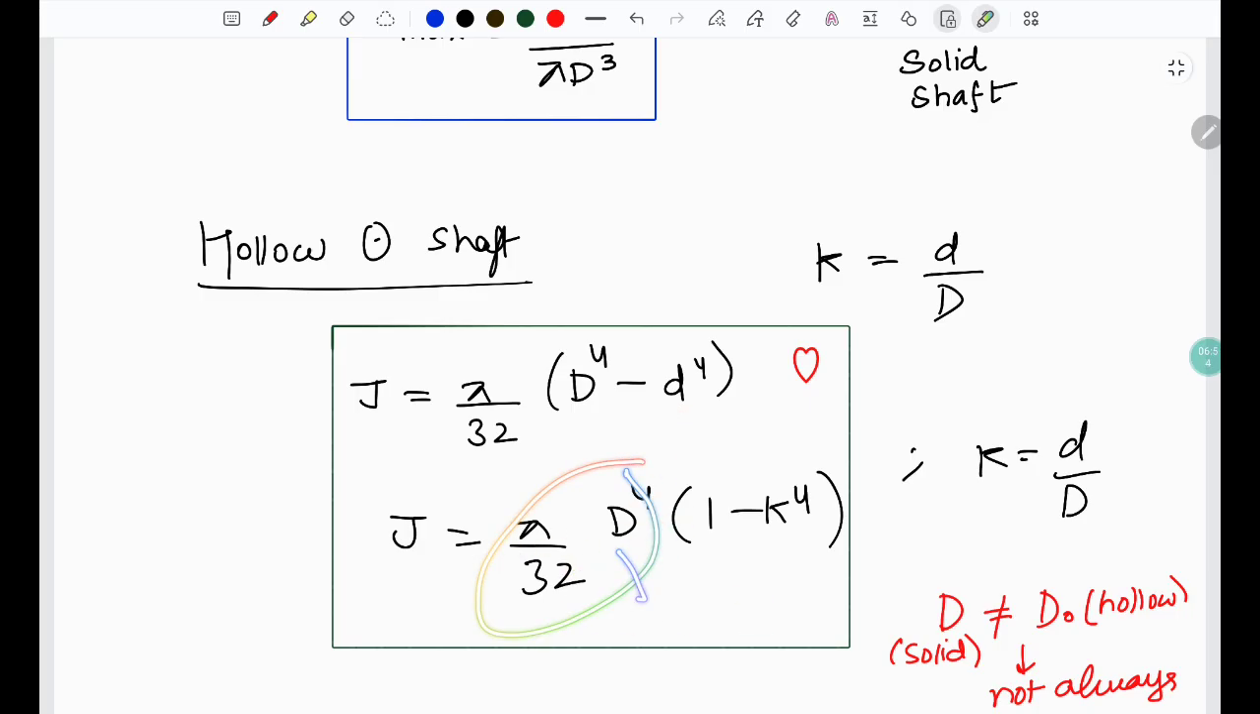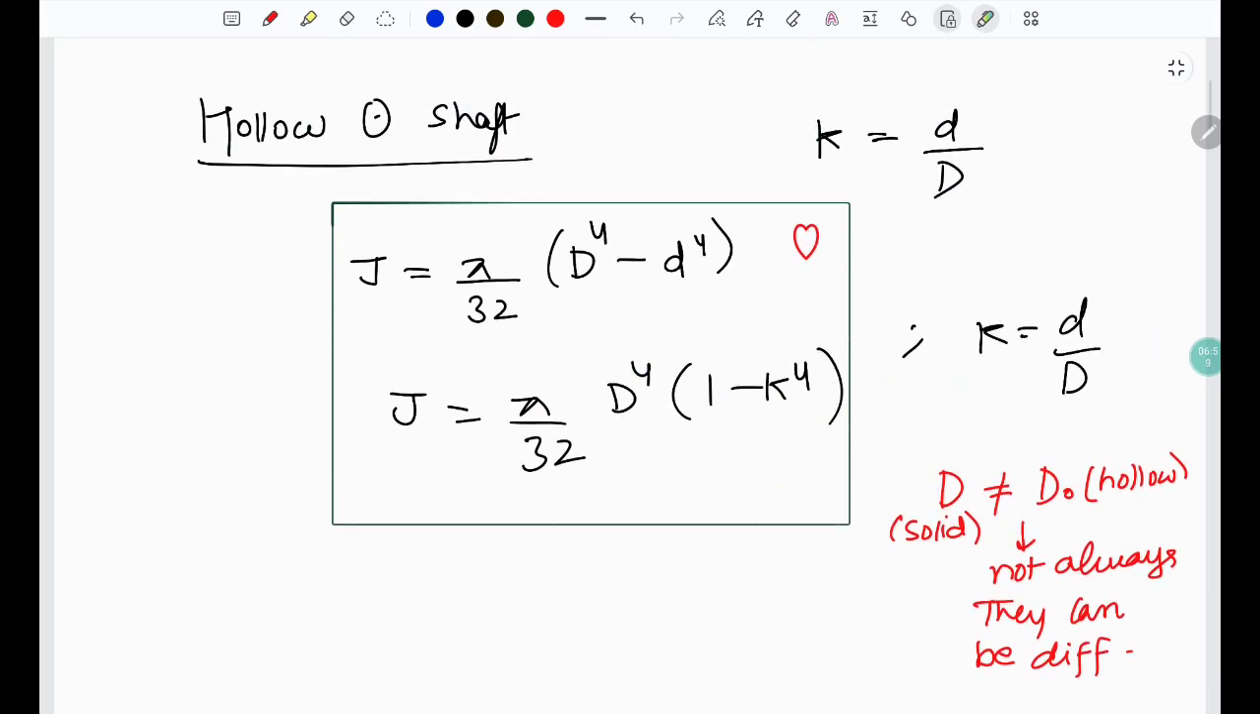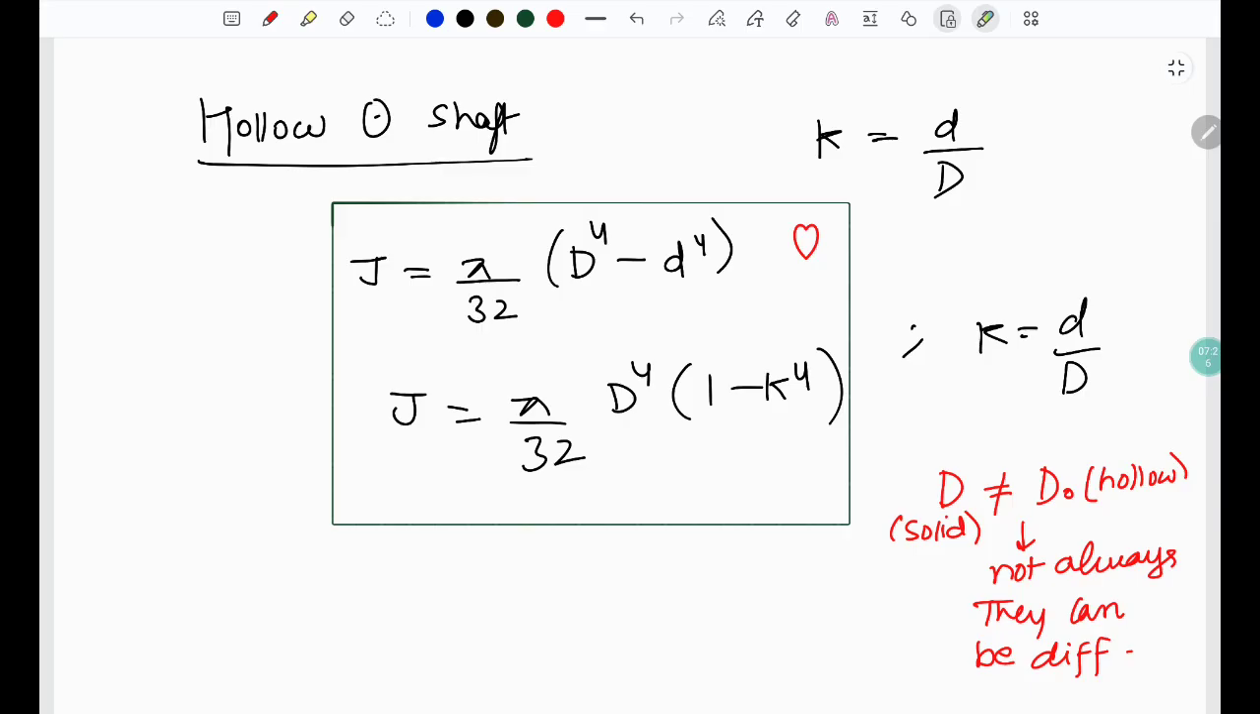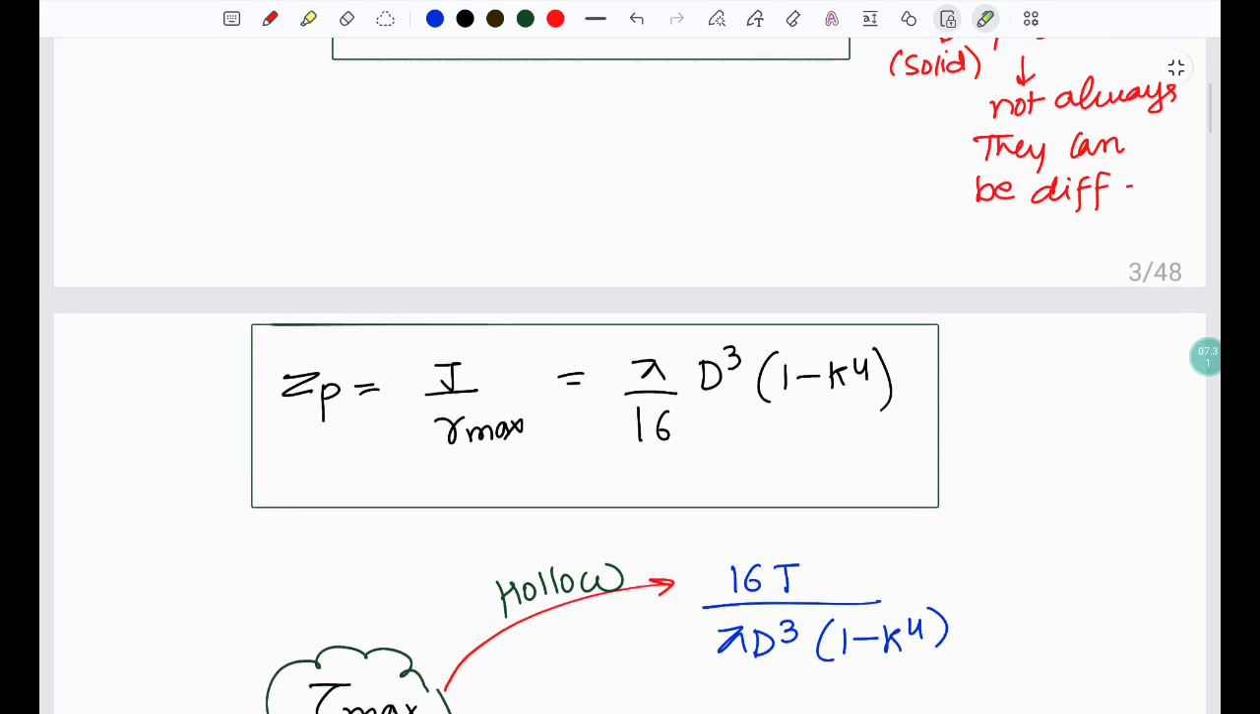This is the formula of the solid shaft also, into 1 minus K4. We have to keep one thing in mind, that D for a solid shaft is not always equal to the outer dia of the hollow shaft, and when they are not equal, it does make a difference. And when they are both the same, that is the dia of a solid shaft D and the outer dia of the hollow shaft also D, it makes another case where we have to compare the weights or the torsion carrying capacity.